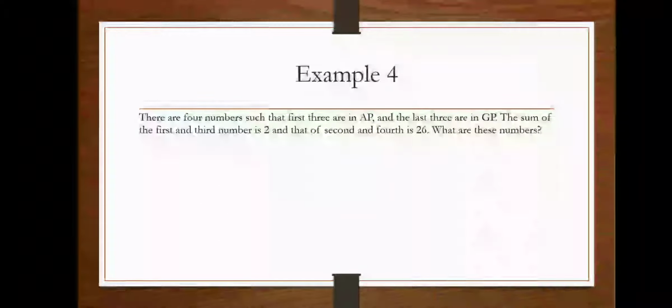There are four numbers such that the first three are in AP and the last three are in GP. The sum of the first and the third number is 2, and that of the second and the fourth is 26. So what are these numbers?